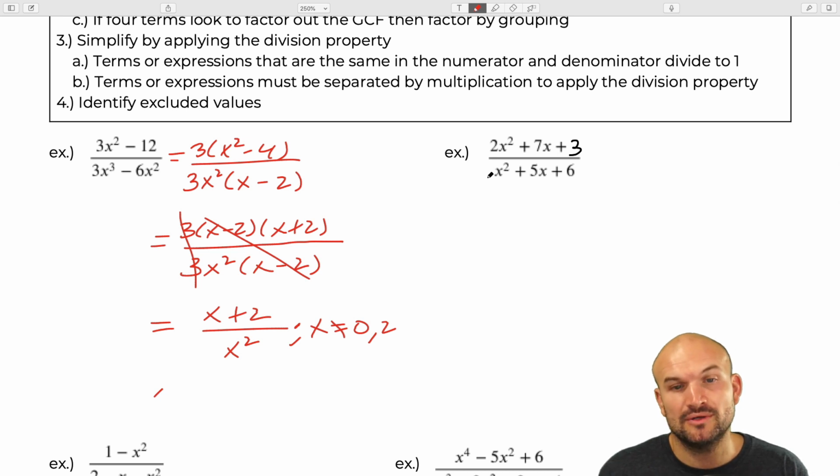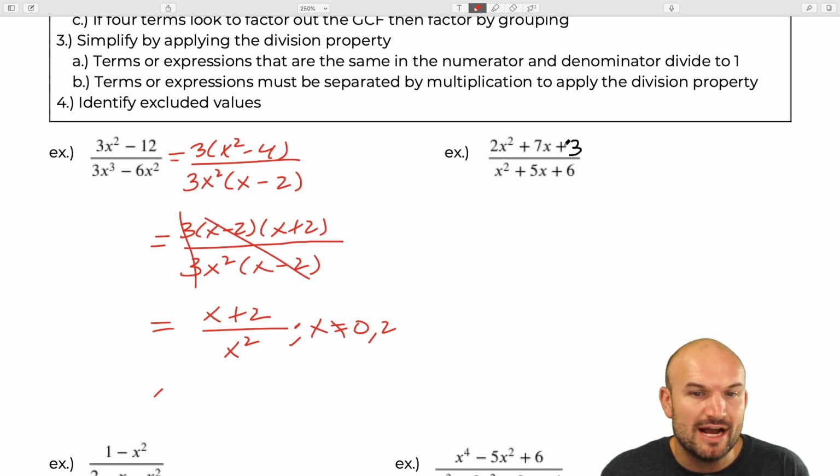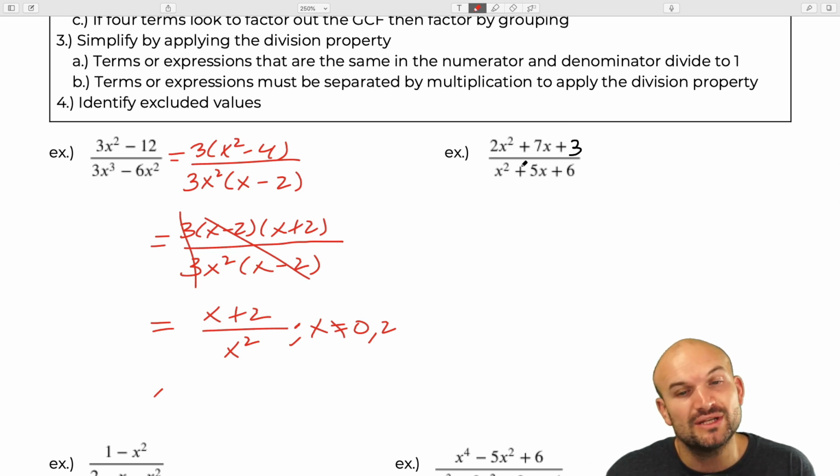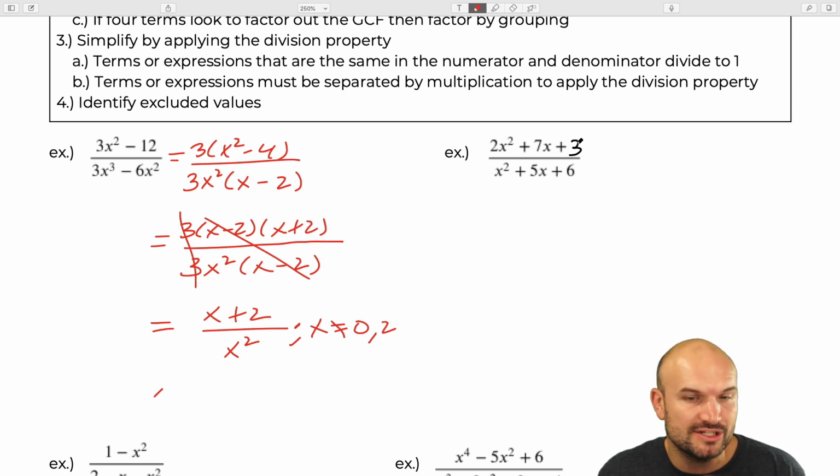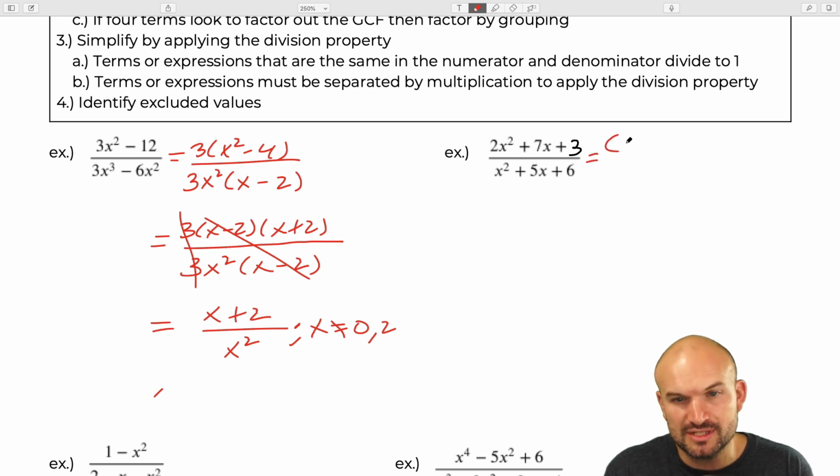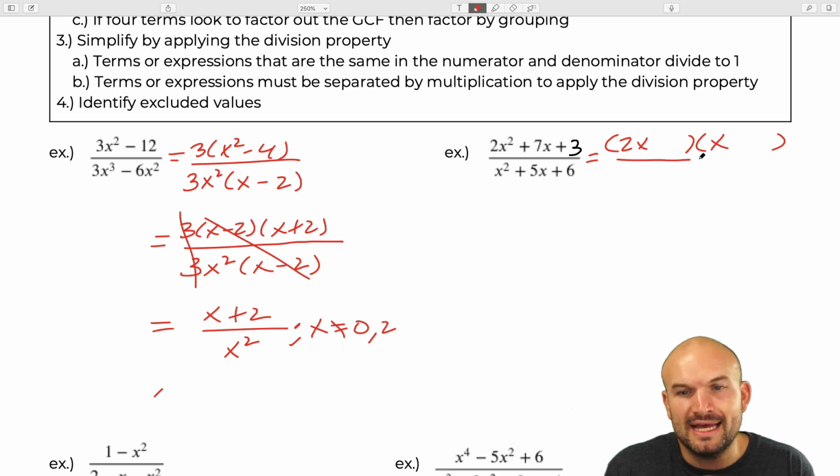In this next example, you can see that we have a trinomial in the numerator as well as a trinomial in the denominator. So what we're going to do is factor the numerator as well as the denominator. We know that all trinomials can be factored down into a product of two binomials, and that's true in the numerator as well as in the denominator.